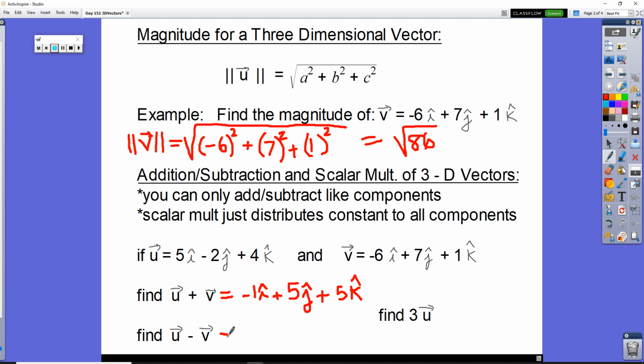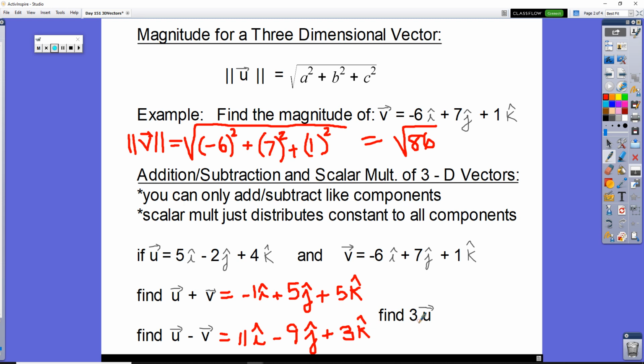Just be careful, as always, with subtraction. Remember that when you're doing the subtraction, you have to distribute the negative onto each and every part of vector v. So you can remind yourself by saying 5 minus negative 6i, so that's going to be positive 11i. Here we're going to have negative 2 minus 7 more j's, which is going to be negative 9j. And last but not least, 4k minus 1k is going to be 3k. So that's adding and subtracting of three-dimensional vectors.